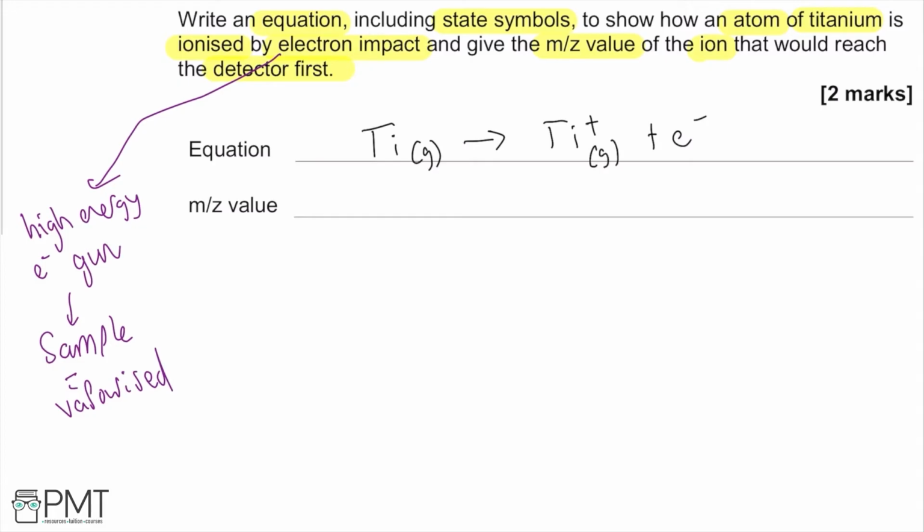In terms of what reaches the detector first, we know that during the acceleration phase, the ions are accelerated to have the same kinetic energy. So because of this, the answer must be the lightest ion, which in this case is 46.